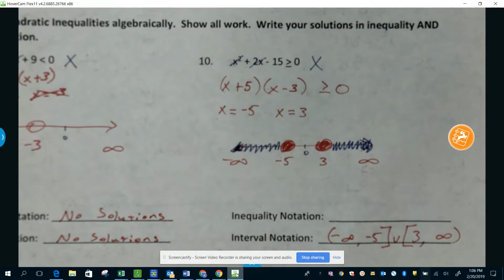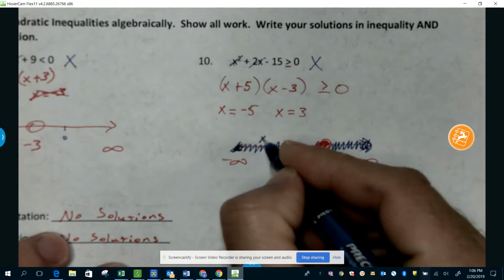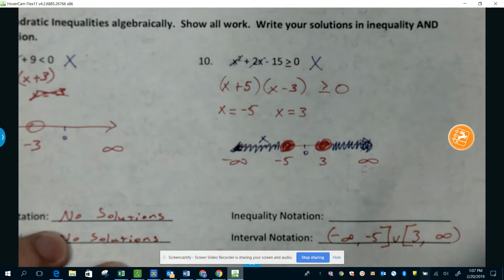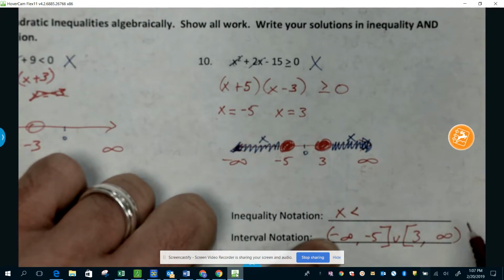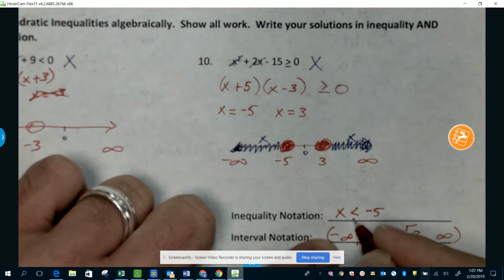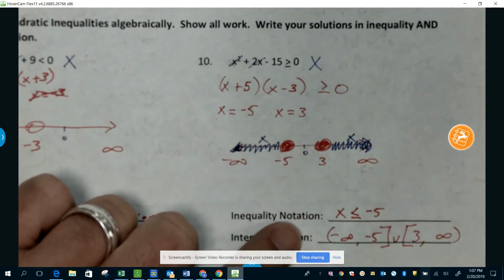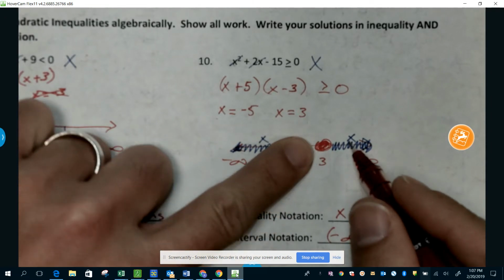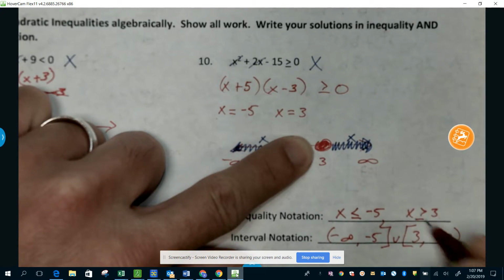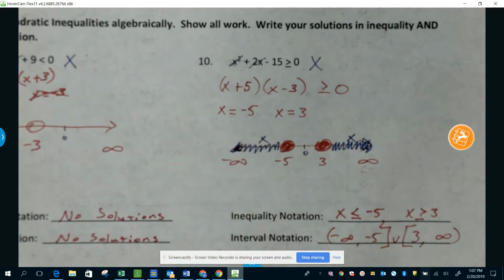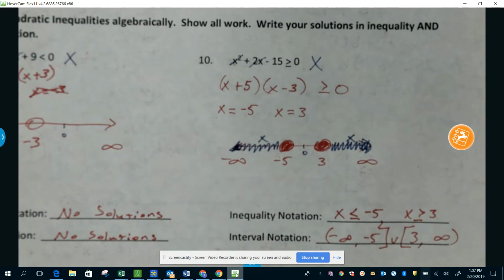Now for inequality notation, you've got to tell me which x values got shaded. These x values got shaded to the left of negative 5, and these x values got shaded to the right of 3. So the x's that got shaded are less than negative 5, to the left of negative 5. It's also equal to negative 5 because it was filled in. You've got another set of shading over here. These x values are all greater than 3. It's also going to be equal to 3 because 3 is filled in. So my x's that got shaded are less than or equal to negative 5, and my x's that got shaded are greater than or equal to 3.